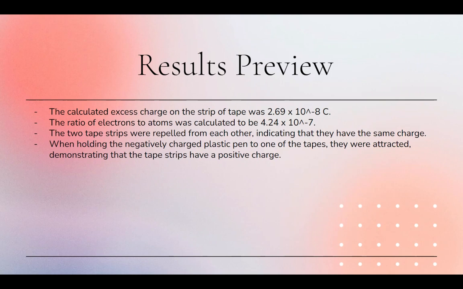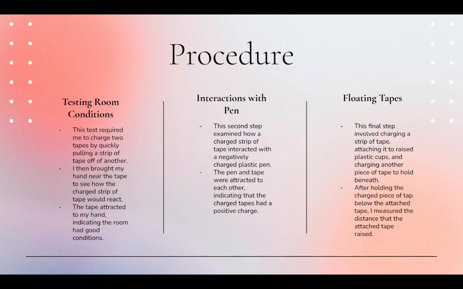This experiment had three main steps: testing room conditions and tape to ensure that the tape would be positively charged and attracted to other objects, interacting with the pen to determine if the tapes were positively or negatively charged, and the floating tape experiment to calculate the electric charge on the tape.